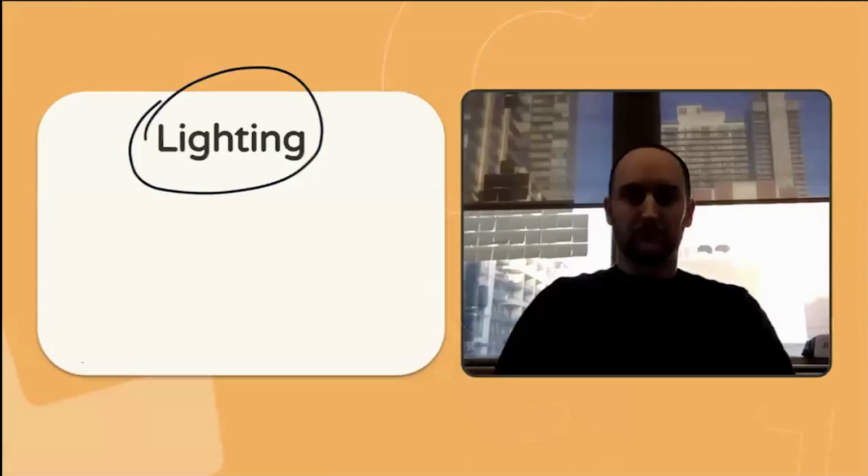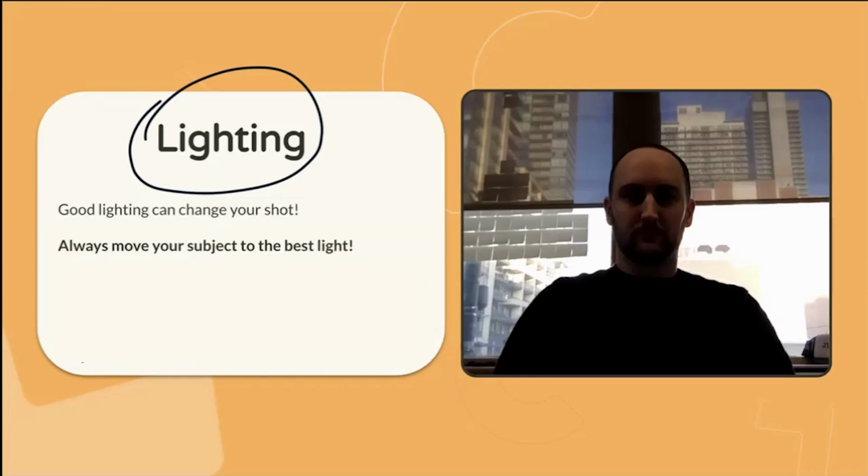And then moving on, a very important part is lighting. Good lighting can really, really change your shot. It can make or break it. You always want to move your subject to the best light. That could be a person, but for example, if you want to film a photo lying on a table, again, you have to take care that there's enough light to actually illuminate the photo sufficiently.